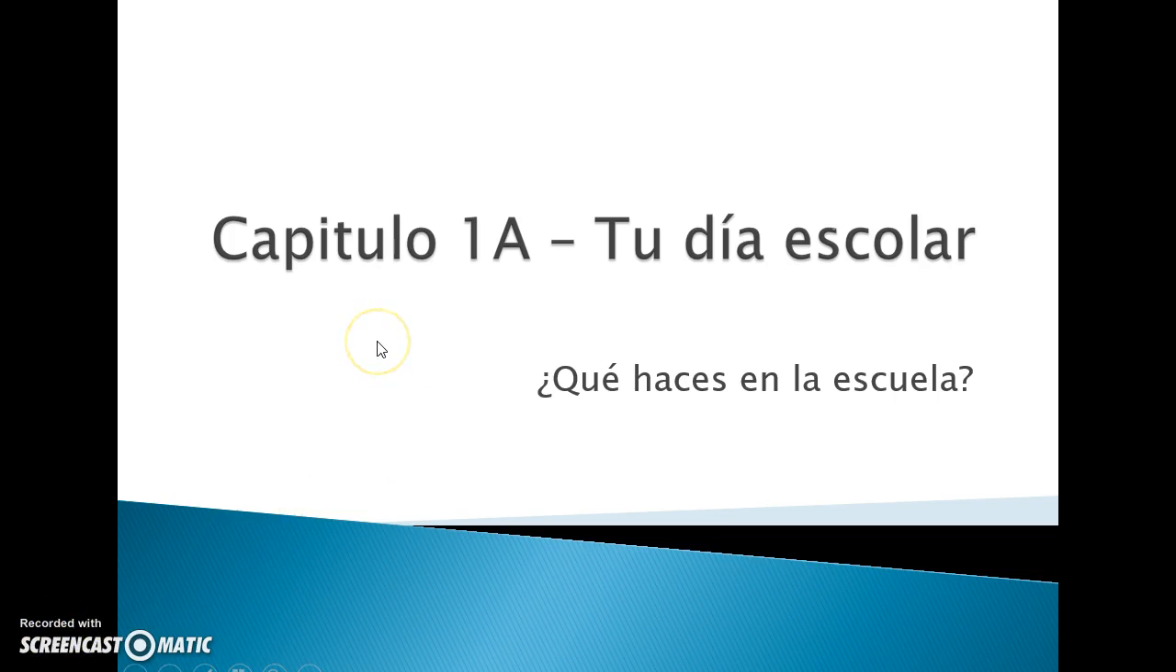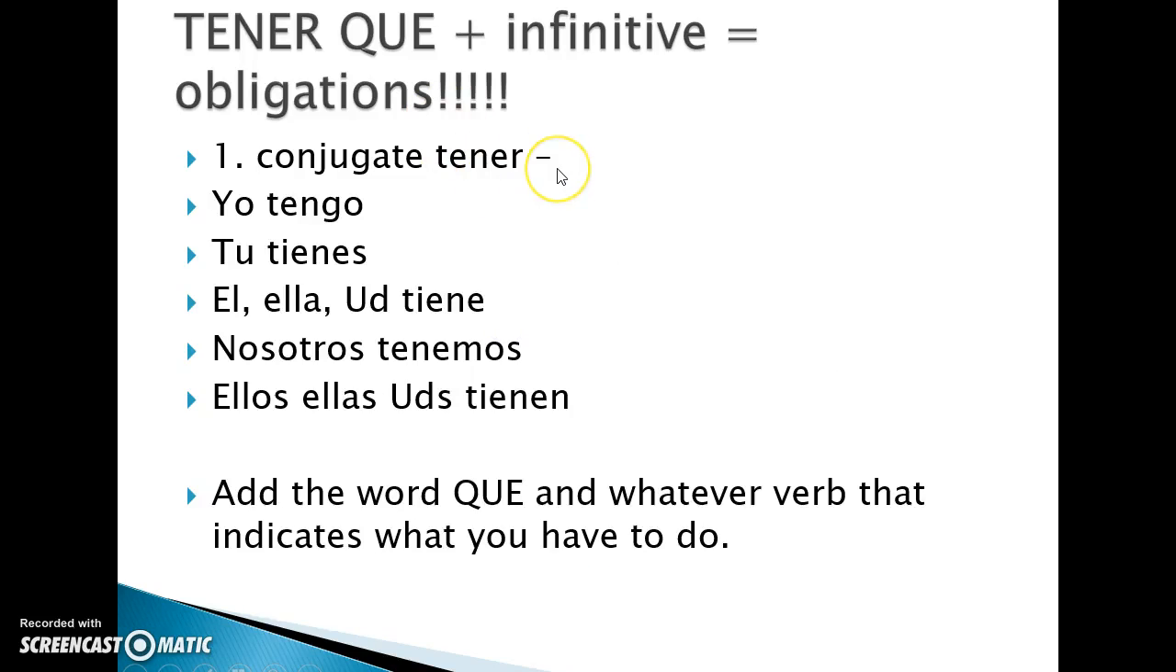Okay, clase. Empezamos el capítulo 1A, tu día escolar, which means your school day. Escolar is actually an adjective to describe the school day, the school year. And the question is, ¿qué haces en la escuela? So we're going to review a little bit about talking about rules and obligations in this chapter.